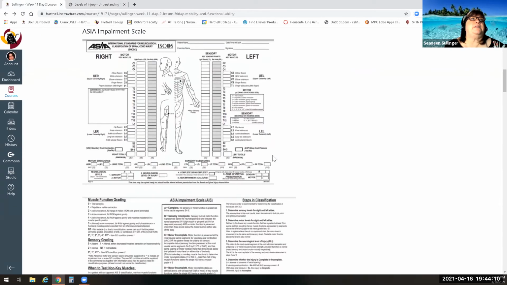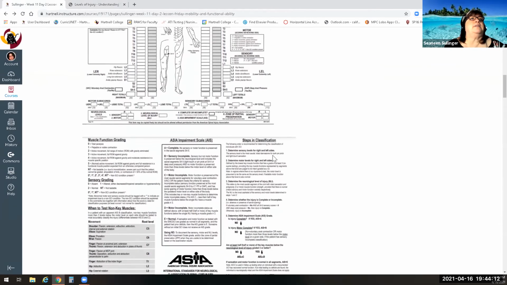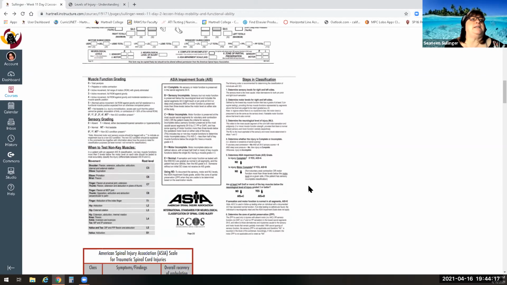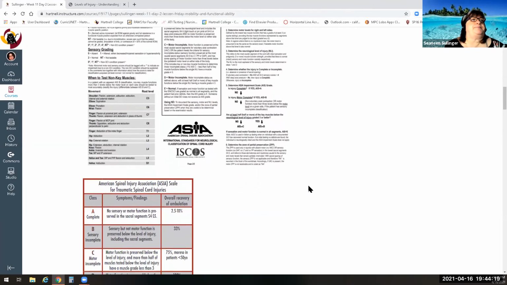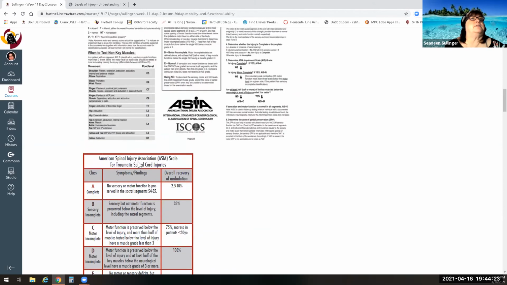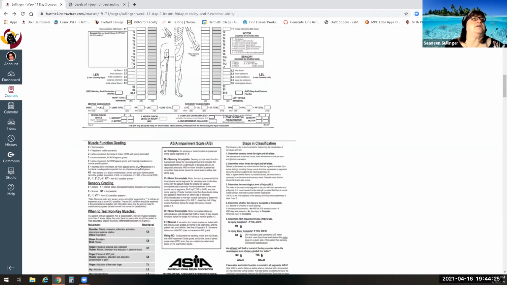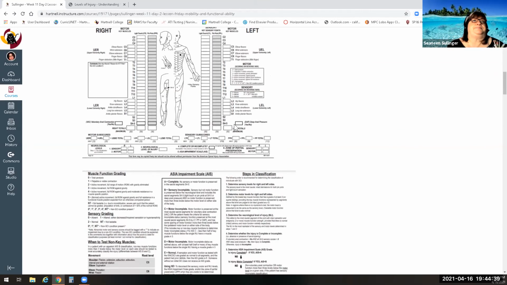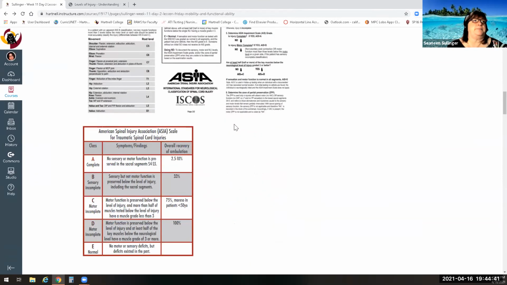And then this would be the ASIA impairment scale. The part that we looked at was this part in the middle, the A, B, C, D, E. And we actually have another little example here that talks about it. And the first page is when you're looking at light touch, can they feel it? Is it a pinprick? What can they feel? Motor and sensory. So that would be an assessment that you would be doing. So that's the ASIA impairment scale.